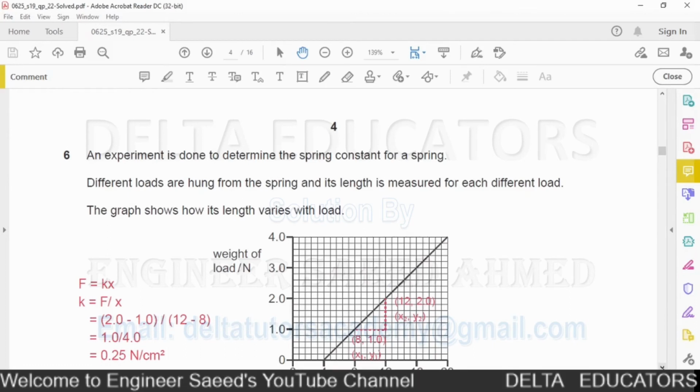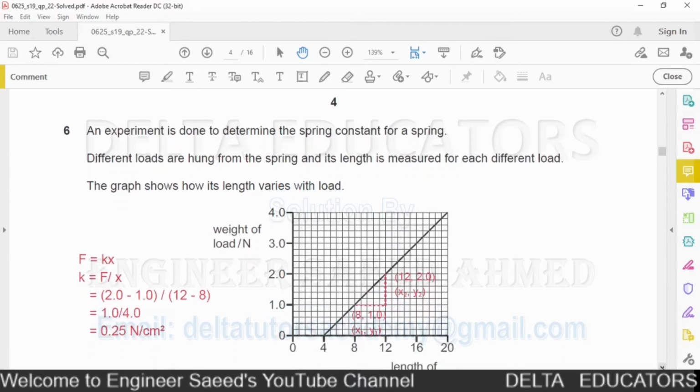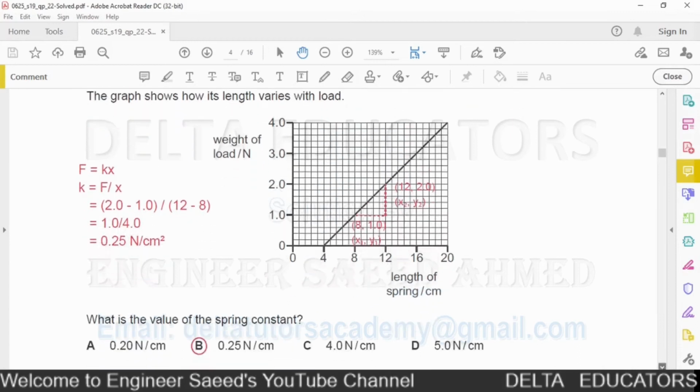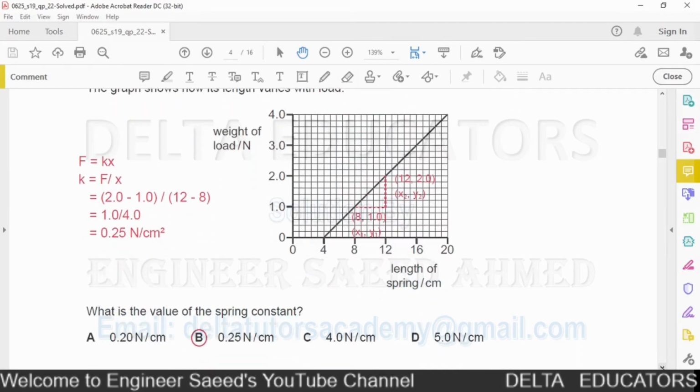An experiment is done to determine the spring constant of a spring. Different loads are hung from the spring and its length is measured for each different load. The graph shows how its length varies with load. What is the value of spring constant? When we plot a graph in between length and weight, this line, this gradient represents the spring constant.